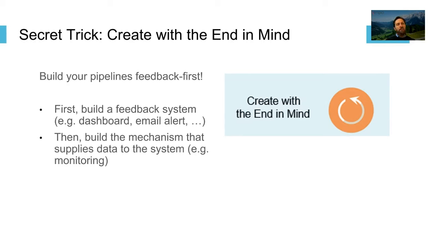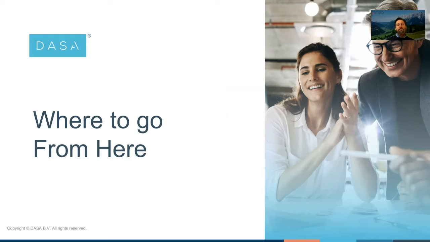So be intentional about what you care for, what you look at, and then build the mechanisms that supply those important things with data. This small inversion alone, in my experience, has been very powerful in enabling teams to understand what it is that they ought to be doing and how to do it, and really think about the kind of feedback that they care about. So where do we go from here?